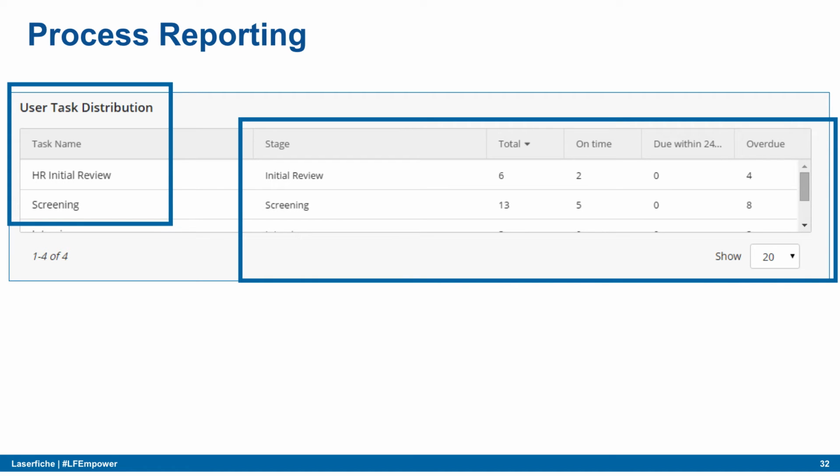Does anyone have any questions about the operational dashboard? Yeah, it's pretty simple stuff, right?